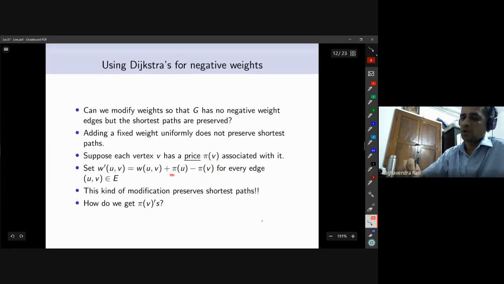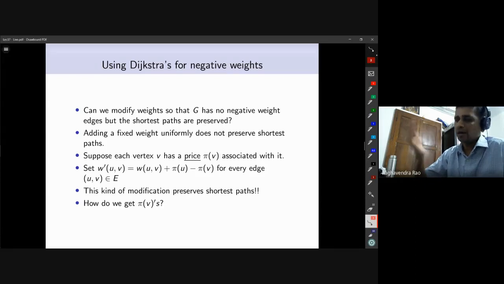So this is the gain that you are going to make if you are leaving the vertex U, and this is a loss you are going to make if you are entering V. Now, I didn't tell what pi is. These are some numbers, let's suppose. Of course we need to come up with these numbers such that all the weights are non-negative in the end. That is going to be our challenge. But look at such a modification. Why is it useful?